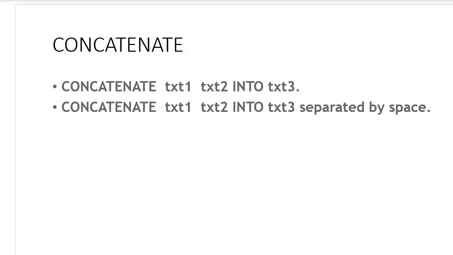If you write concatenate text1, text2 into text3 separated by space, this is something a lot of developers face. To concatenate two texts with space in between, they do quotation space, which is not ideal. You can do this way. This is the best. It makes it a whole lot easier.